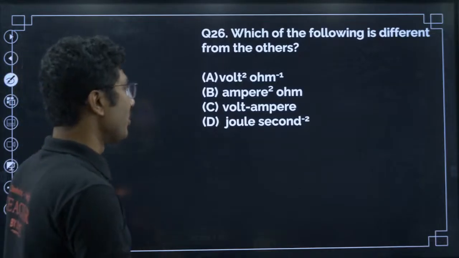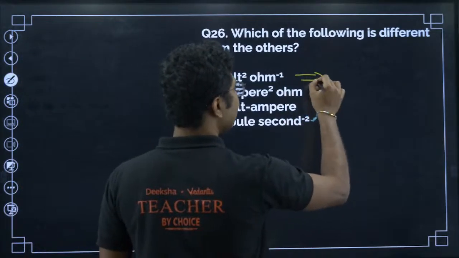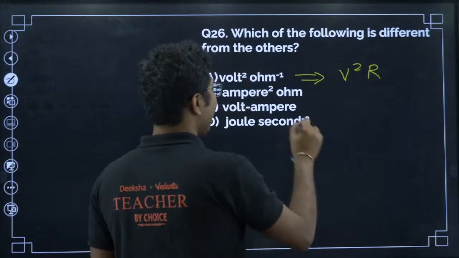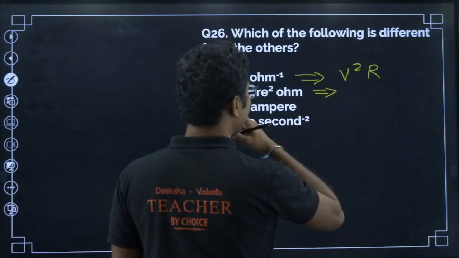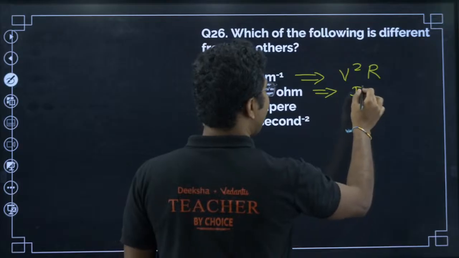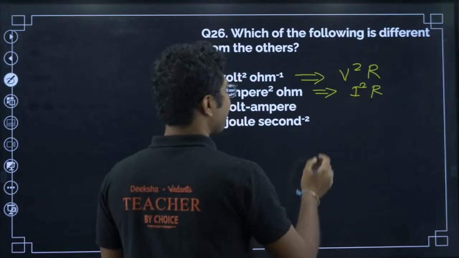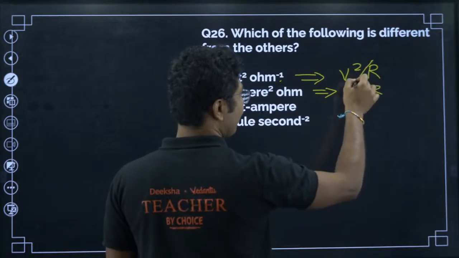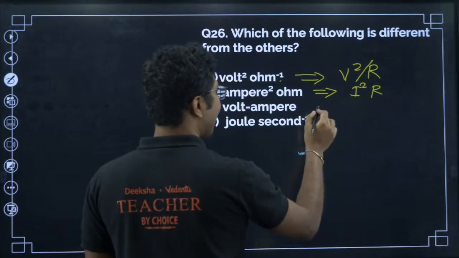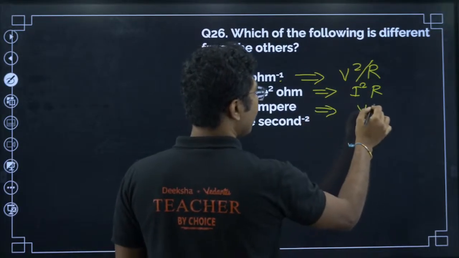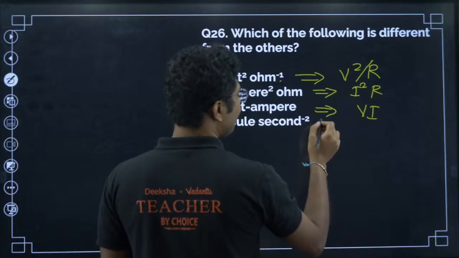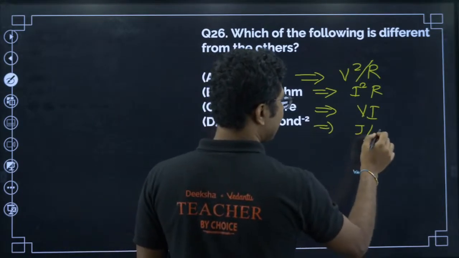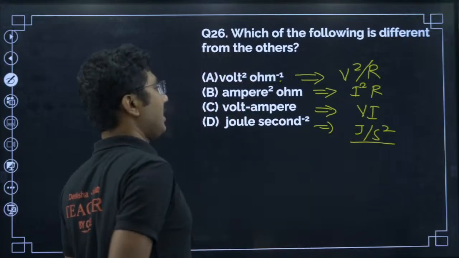Volt square per ohm means, if you look into the physical quantity, it is V square by R. Ampere square ohm means I square R. Okay. So, V square by R, it is I square R. Volt ampere is V into I. Joules per second square is joules per second square. Okay.